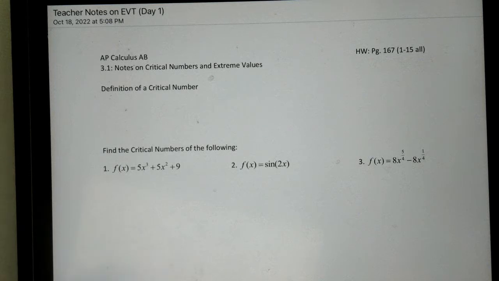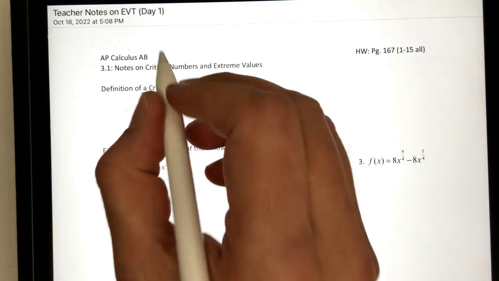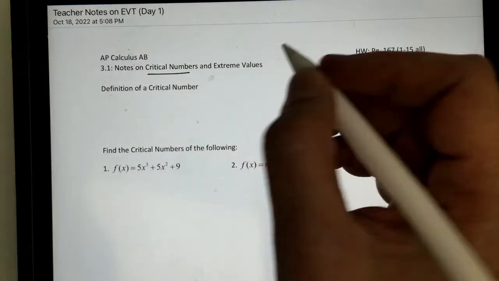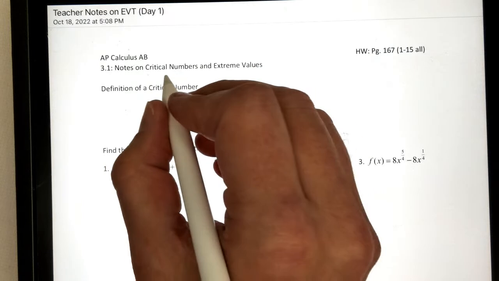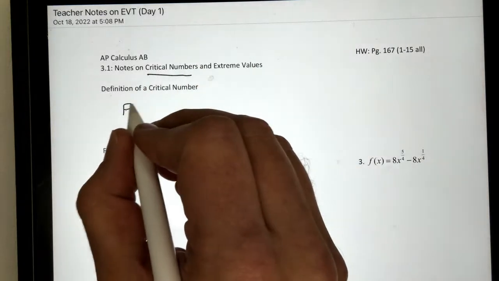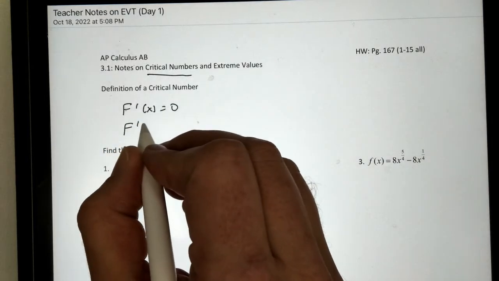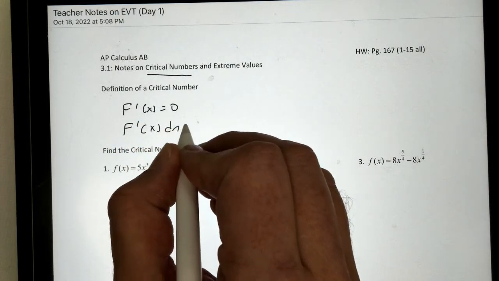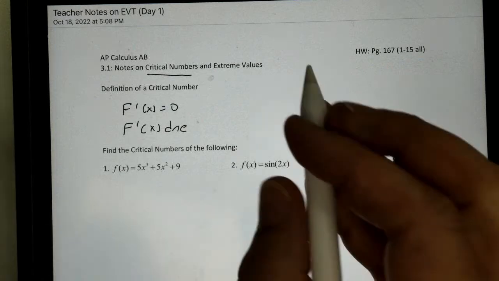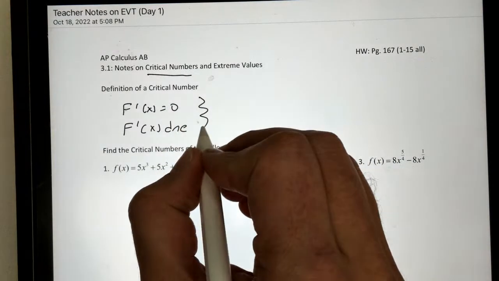Hello, welcome back. Today we're going to talk about critical numbers and extreme values. Critical numbers are places on the graph where something is happening. And we defined them earlier this year by saying a critical number is where the derivative is 0 or where the derivative itself just plain and simply does not exist.